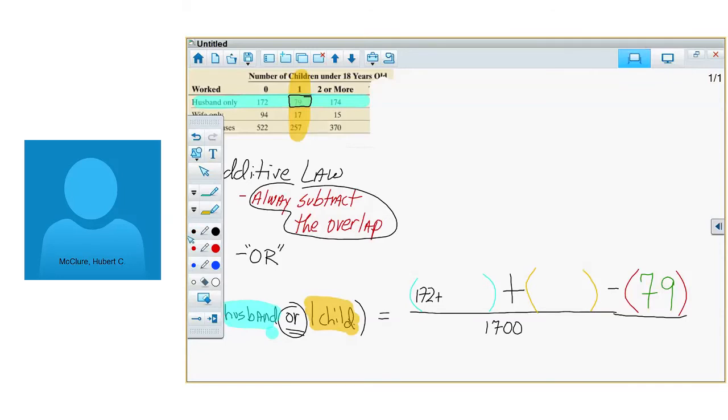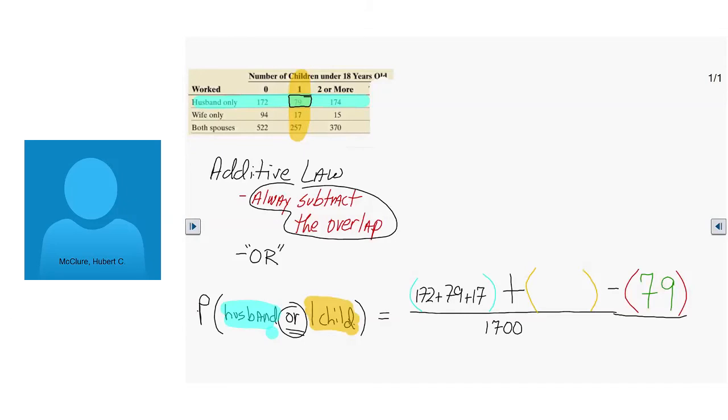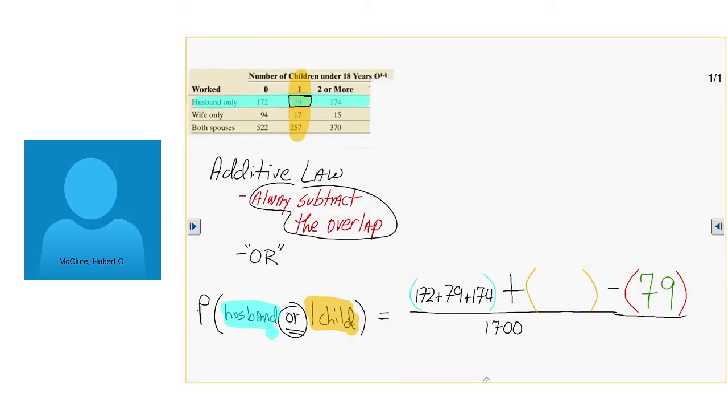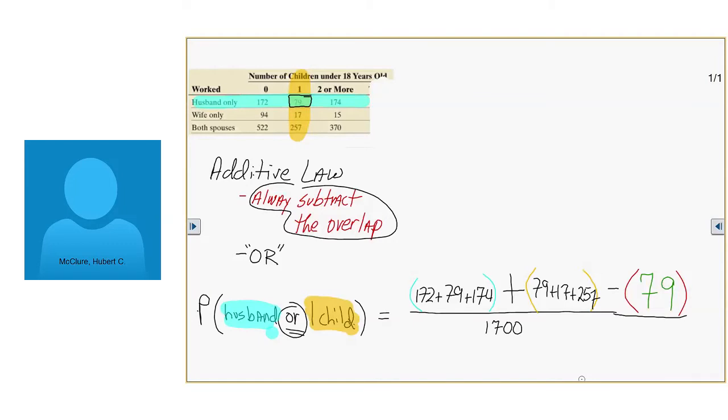Alright, so 172 plus 79 plus 174. And then my yellow is 79 plus 17 plus 257. Now, all y'all have to do is do the top. And that's how you do that.